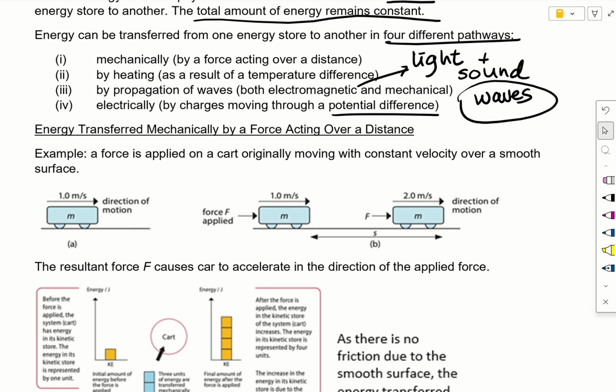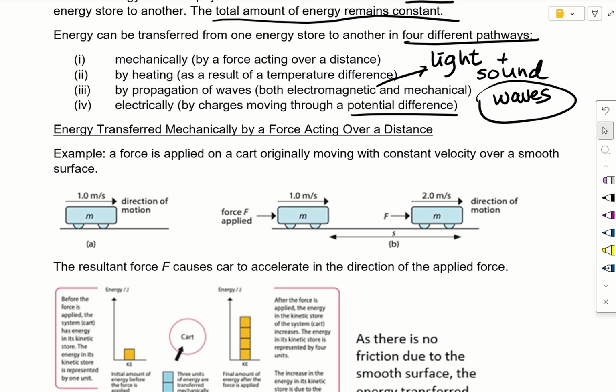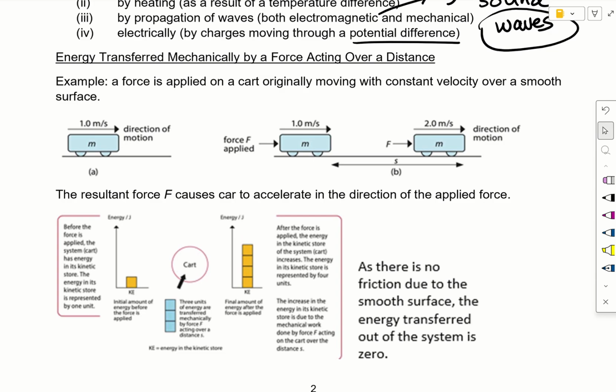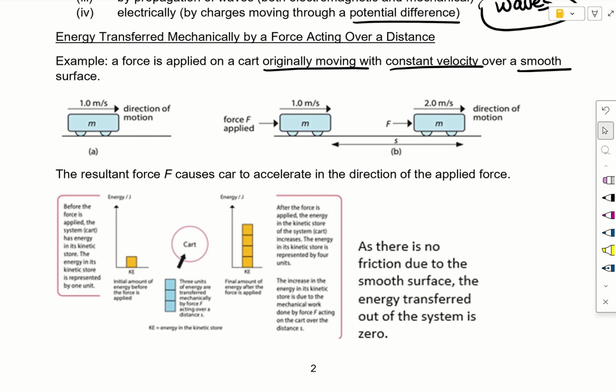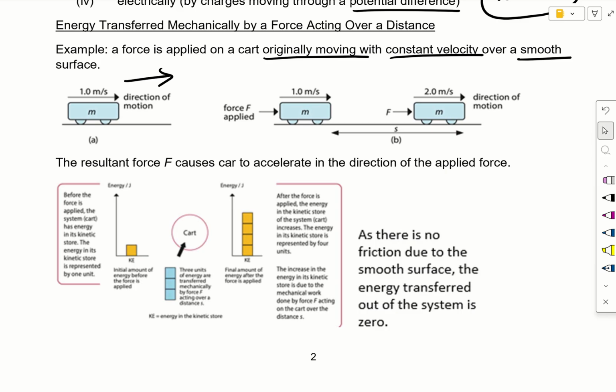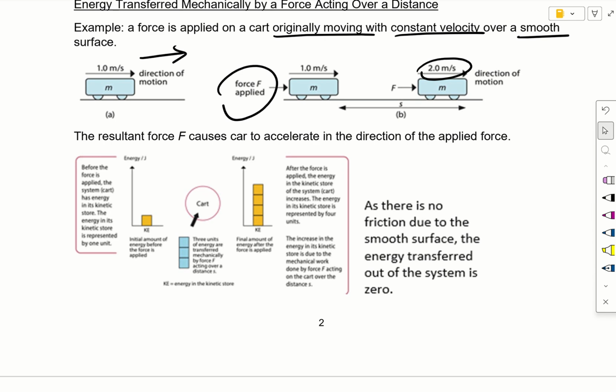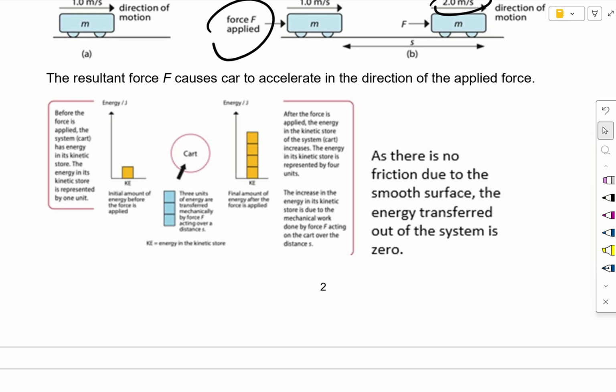So let's take a look at more details. Energy transferred mechanically by a force acting over a distance. For example, a force is applied on a cart originally moving with constant velocity over a smooth surface. A smooth surface means there will be no friction force. In part A, this is the direction of motion of the object, from left to right, moving at a constant velocity of 1 meter per second. Then we apply a force and the object moves faster, now moving at 2 meters per second. So the resultant force caused the cart to accelerate in that direction.